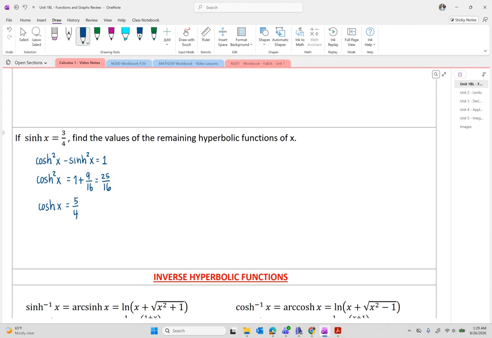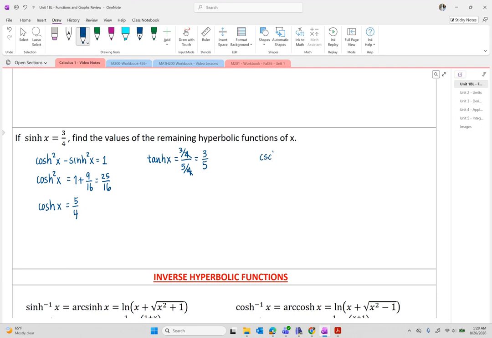I can now find the hyperbolic tangent. It is the sine over the cosine. So the 4's will cancel and I will have a tangent of 3/5. And once I have found the hyperbolic sine, hyperbolic cosine, and hyperbolic tangent, I can find their reciprocals.